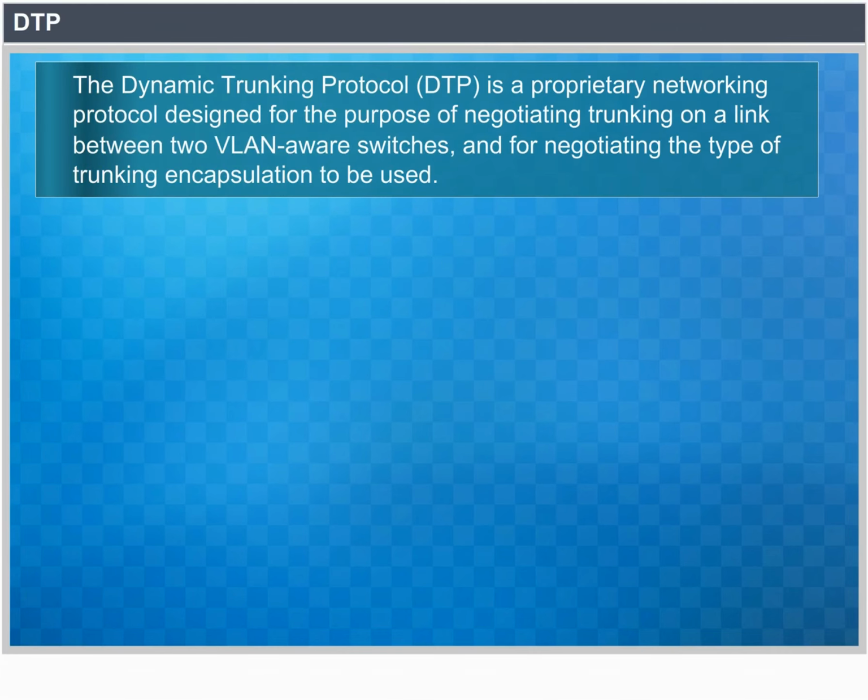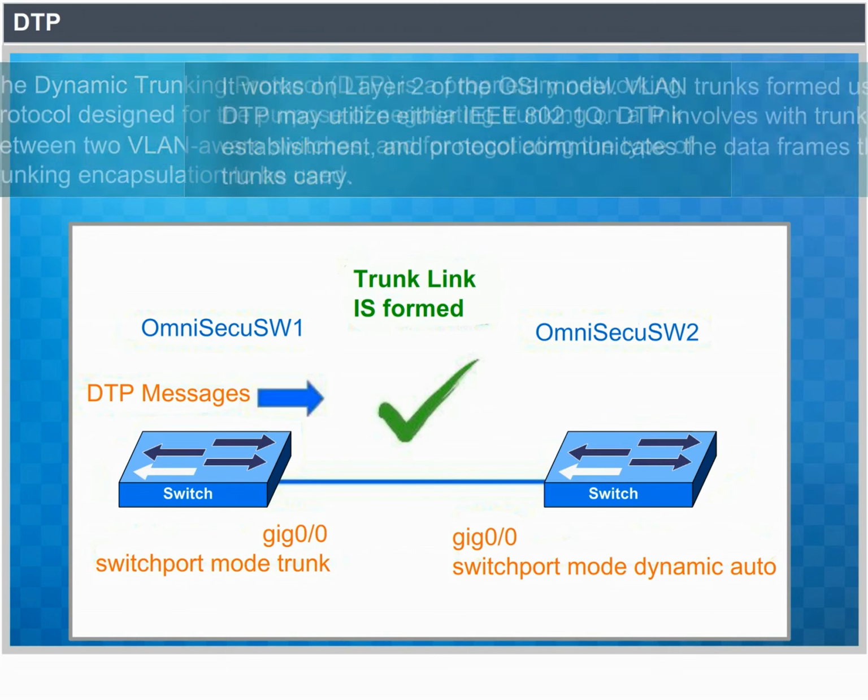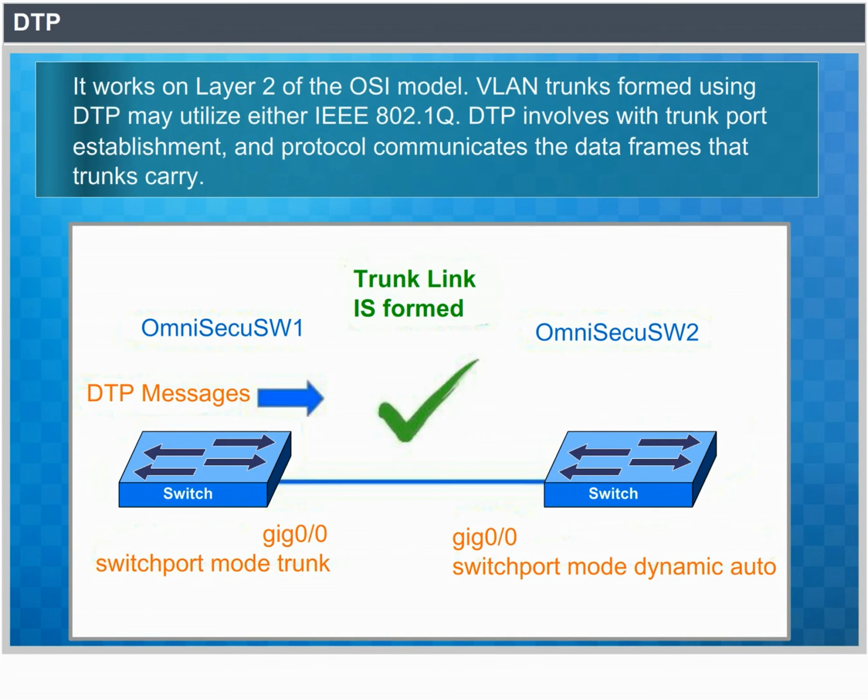DTP. The Dynamic Trunking Protocol, or DTP, is a proprietary networking protocol developed for the purpose of negotiating trunking on a link between two VLAN-aware switches and for negotiating the type of trunking encapsulation to be used. It works on layer 2 of the OSI model.